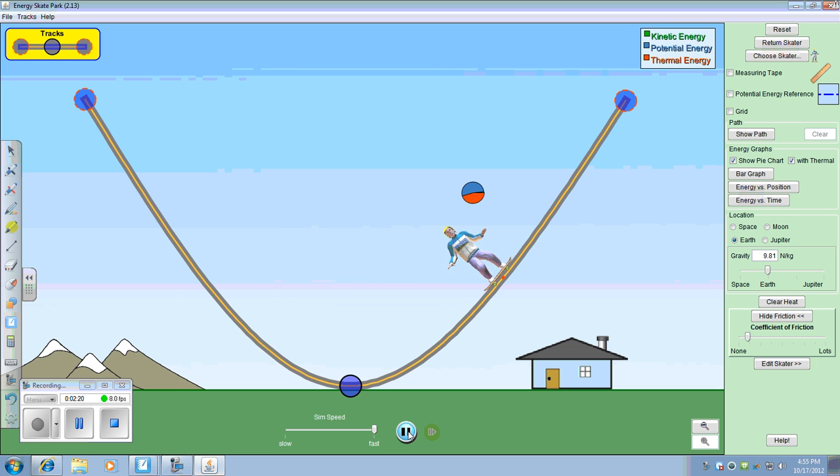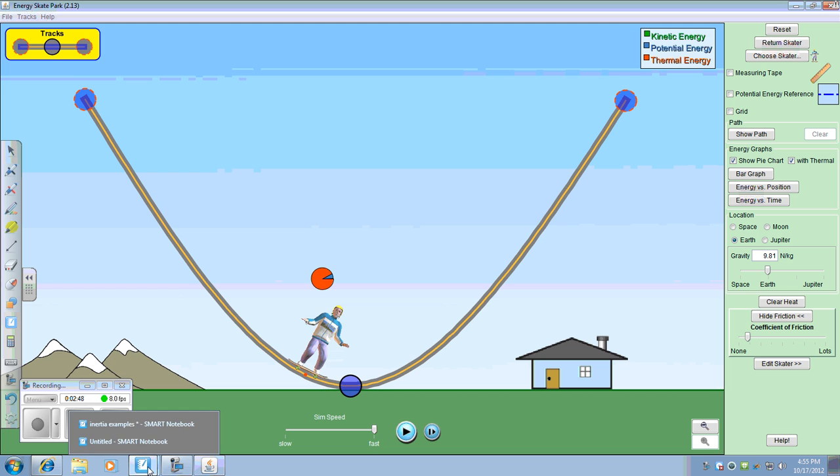He's starting to go less high, go at a slower speed, losing energy in the potential and the kinetic sense, gaining thermal energy. But the total energy for this system is remaining constant throughout the system. And this is really the law of conservation of energy right here. So let's go over to our Smartboard document and start taking some notes.